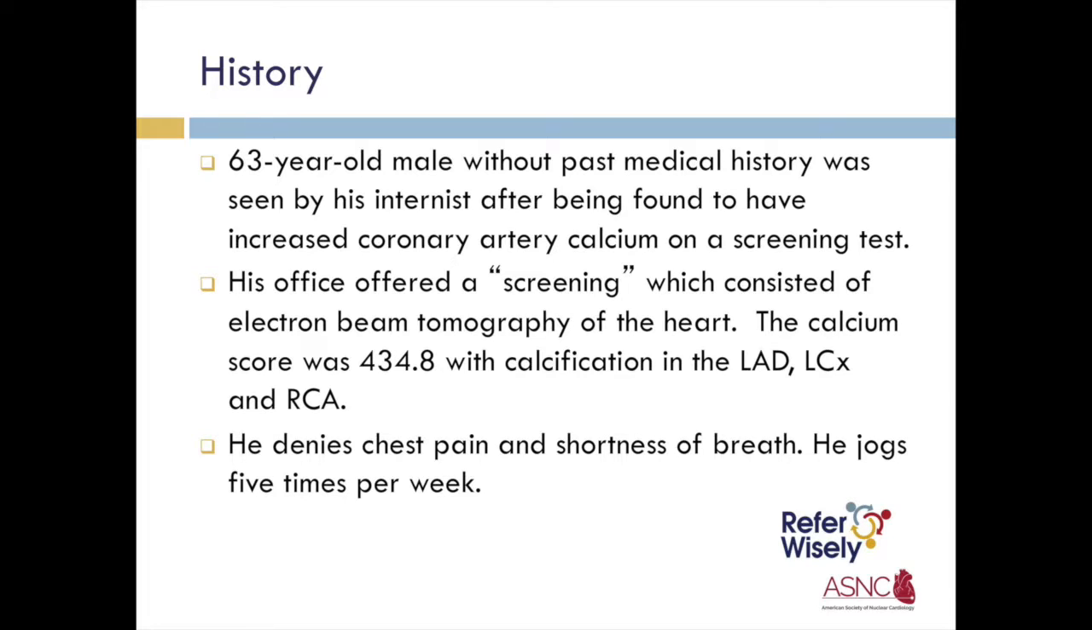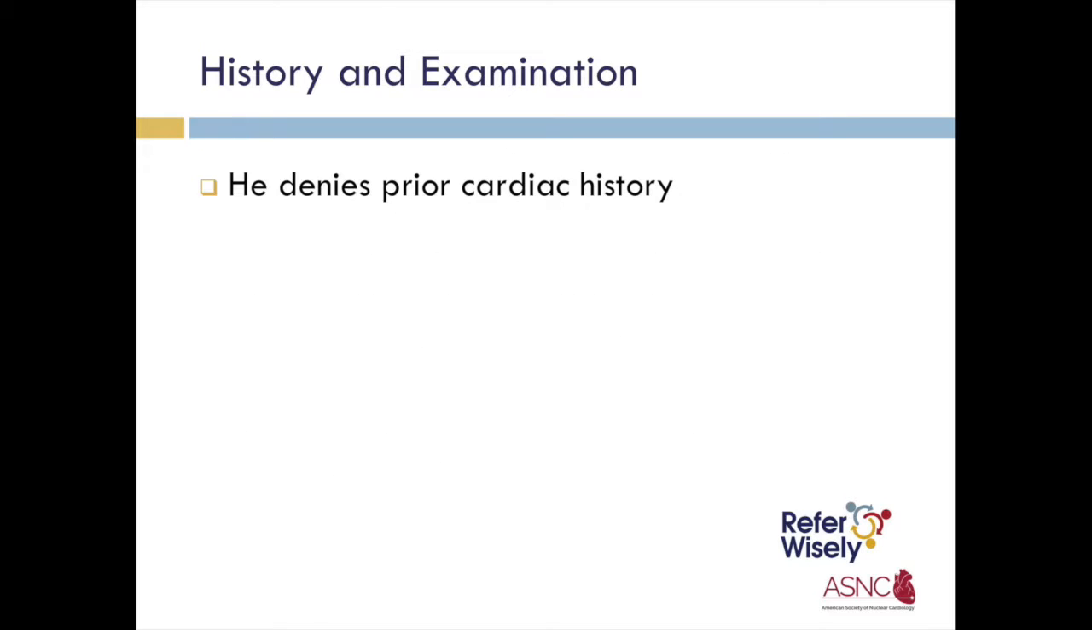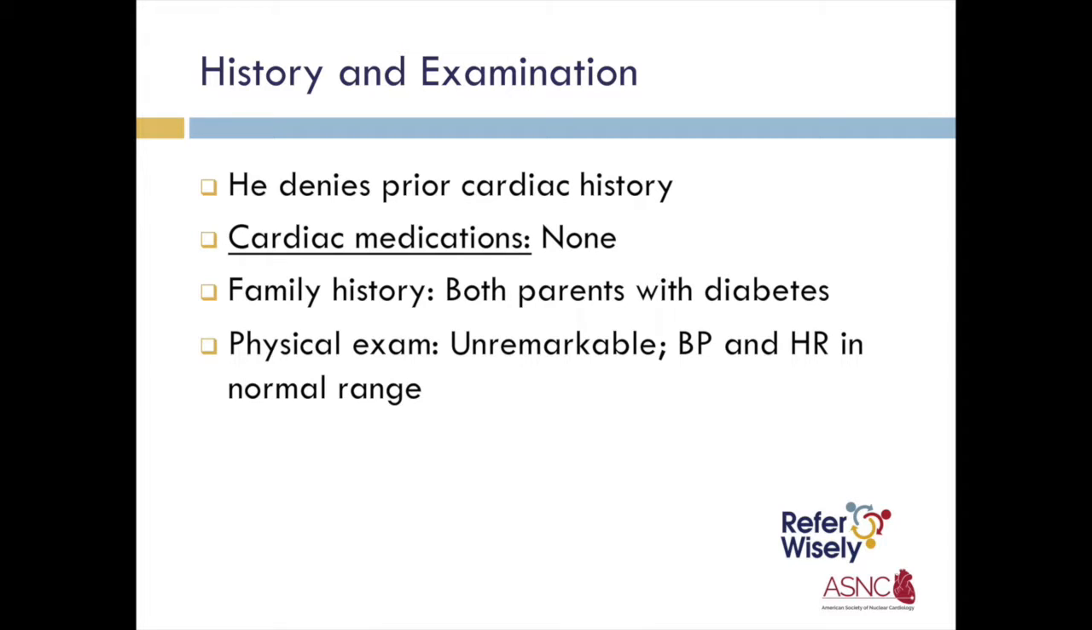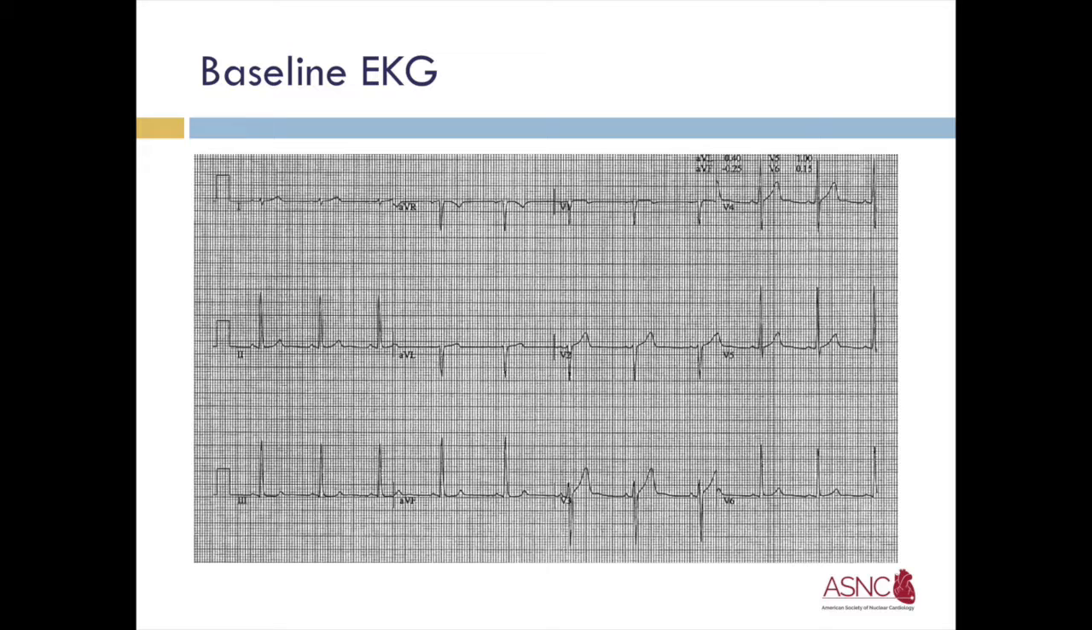He denied any prior chest pain or shortness of breath, and in fact states that he's physically active, jogging 5 times per week. As mentioned, he denies any prior history, including any prior cardiac history. He was not taking any medications at the time of visit, and his family history was significant for diabetes in both of his parents. His physical exam showed normal tension with a normal heart rate, and no physical exam findings suggestive of underlying disease. Here you can see his baseline EKG, which shows normal sinus rhythm at 60 beats per minute, with a normal axis and intervals, and no significant ST or T-wave abnormalities, no ST segment deviation, either depression or elevation.